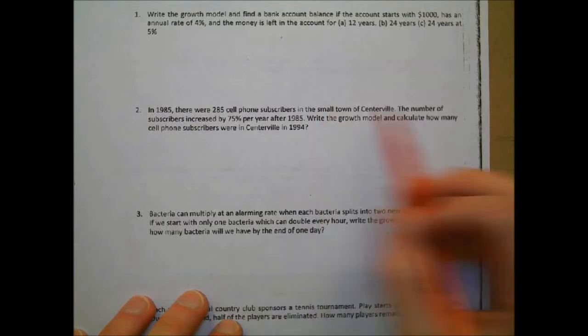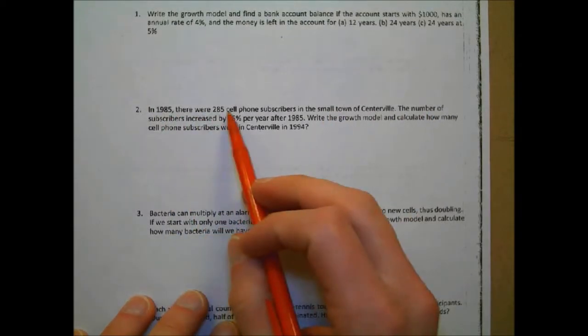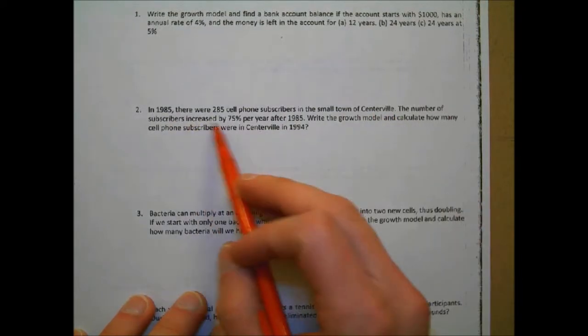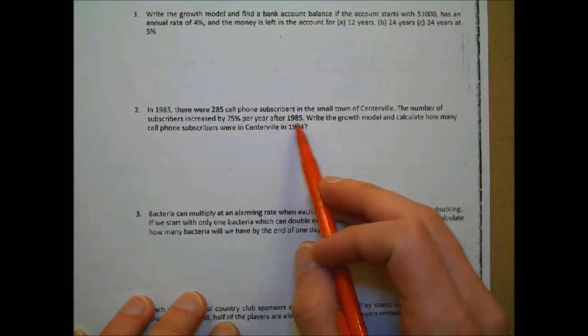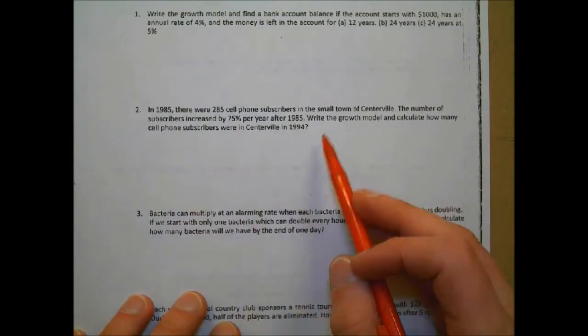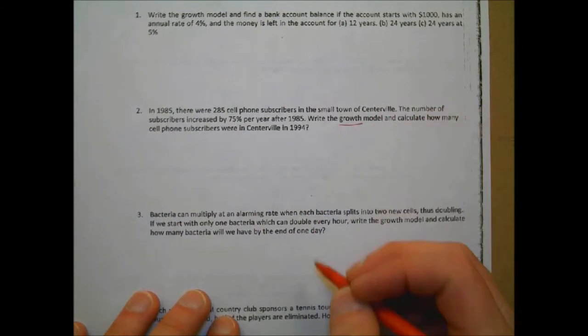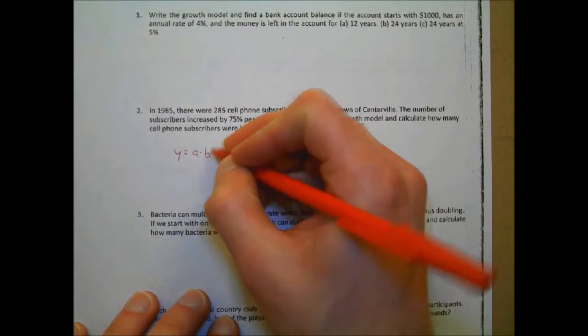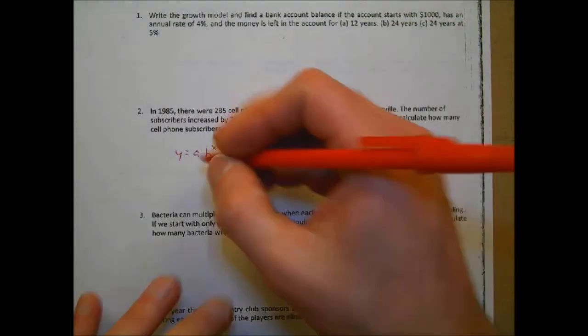Okay, in 1985, there were 285 cell phone subscribers in the small town of Centerville. The number of subscribers increased by 75% per year after 1985. Write the growth model and calculate how many cell phone subscribers were in Centerville in 1994. So this is growth, right? So we're going to have y equals a times b to the x. Okay? So what is a in this problem? What's our starting amount? 285. Very good. There's our a. 285.